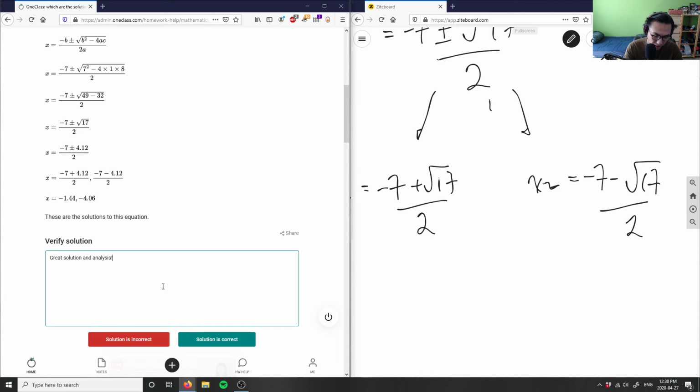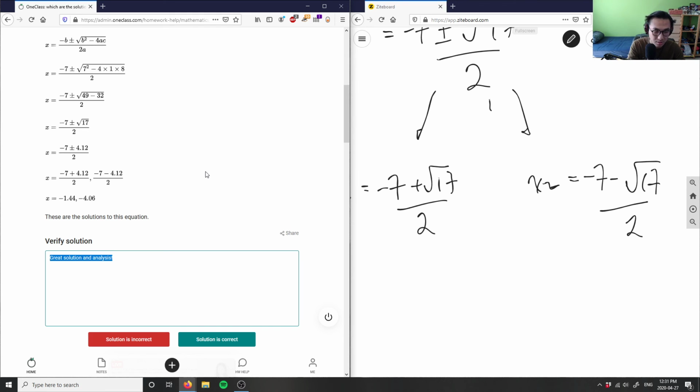And the second value would have been -5.56, which is actually not the solution here. This solution here is incorrect. -7 minus root 17 over 2. Oh yeah, so their second decimal here is wrong, right? -7 minus 4.12 divided by 2 is -5.56. So actually, the solution here is wrong. Good thing I double checked here, because this -4.06 does not exist here.